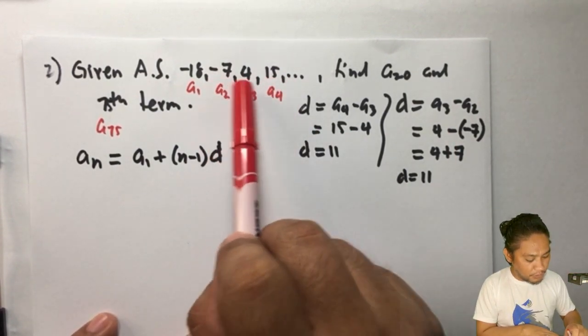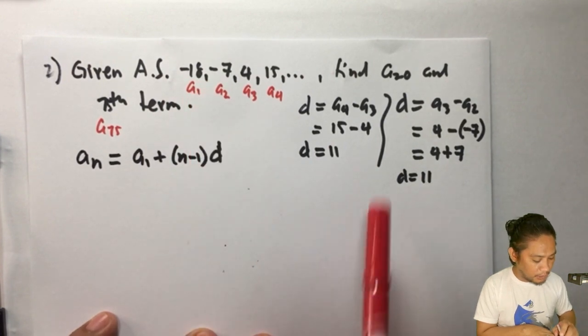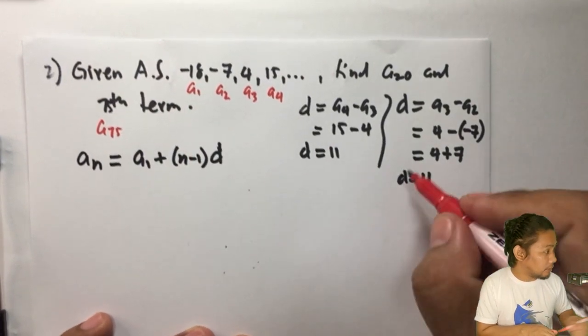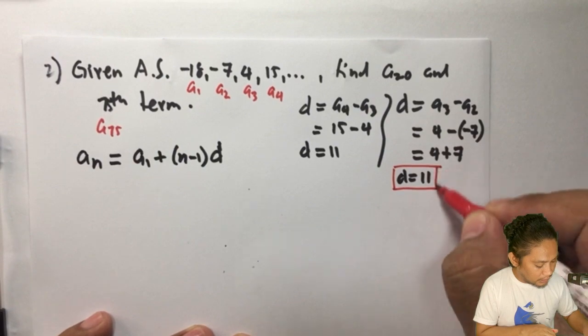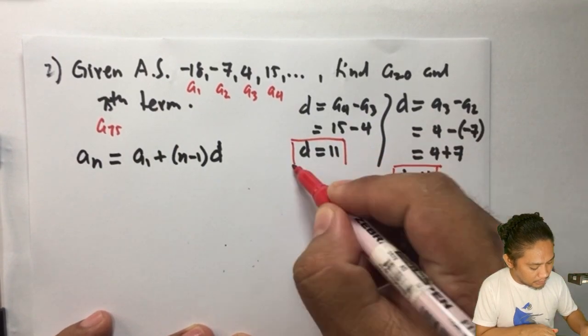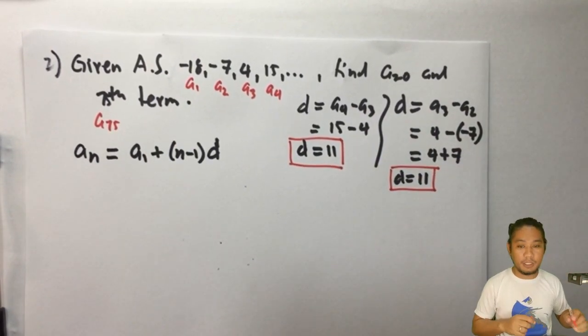So any terms you choose, two consecutive terms in the sequence, subtract them, there will be only one answer, since this is an arithmetic sequence, and our d is 11 in this case.